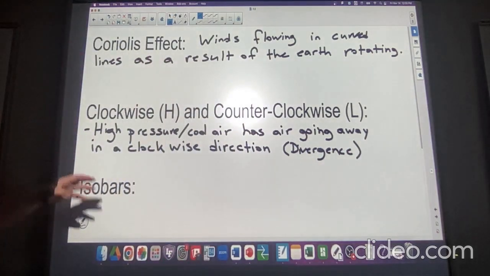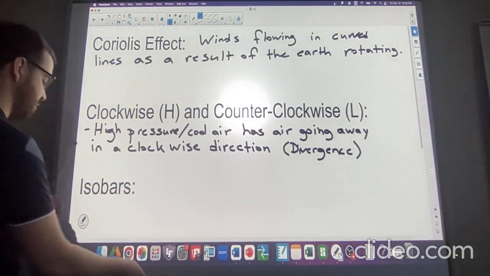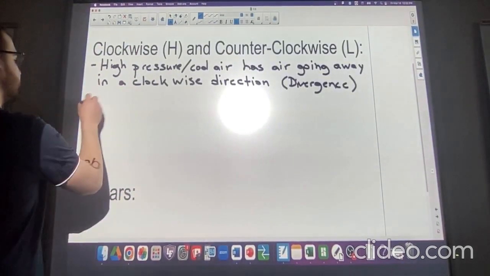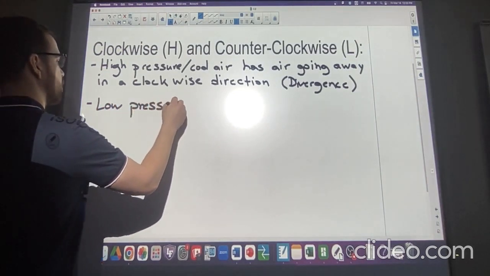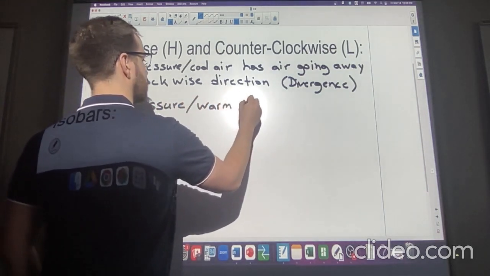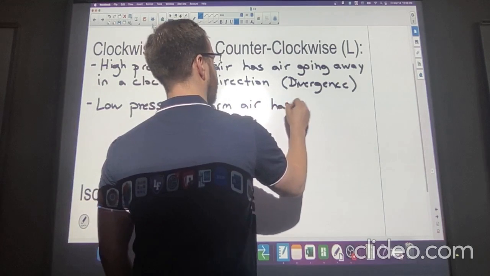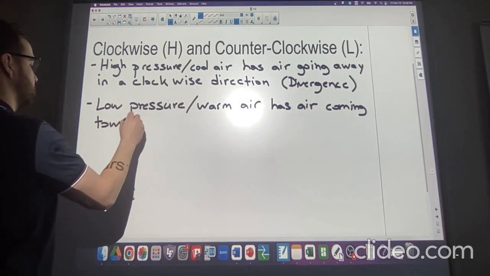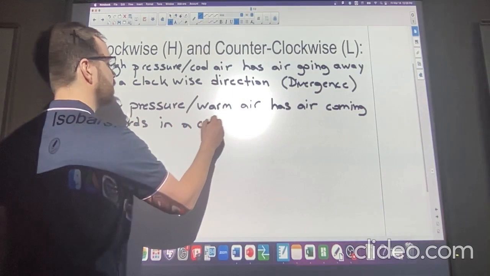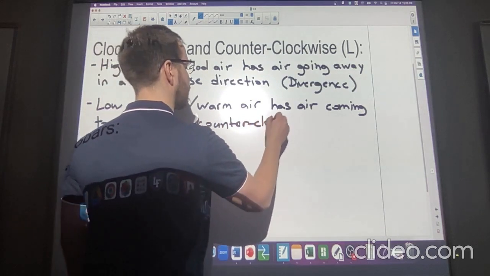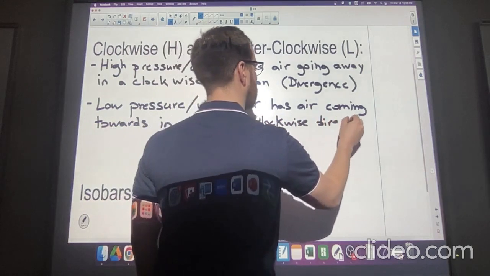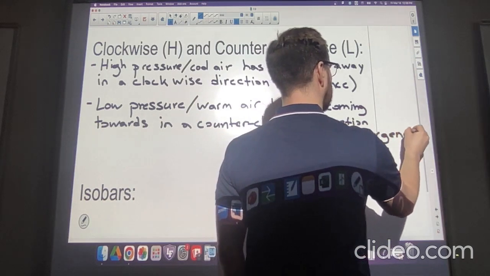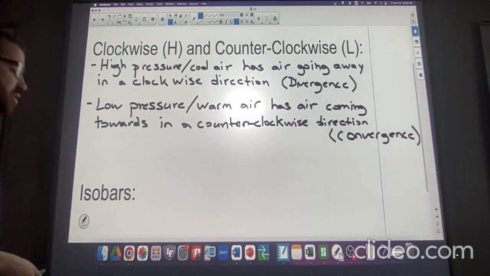All right, so that's what happens with the high pressure. It goes away in sort of this clockwise motion. And then we have the low pressure, or the warm air, has air coming towards it in a counterclockwise direction. And we call this convergence. Okay, so we have divergence and convergence.